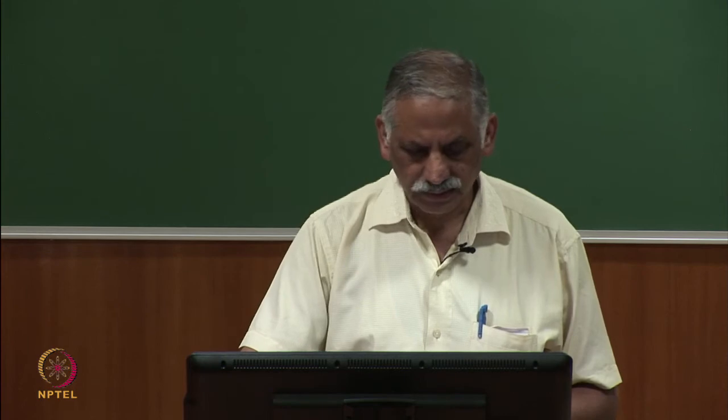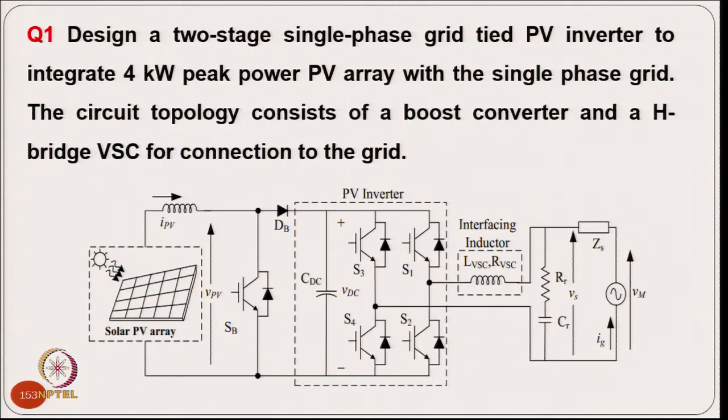Starting with the first example: design a two-stage single phase grid-tied solar PV inverter to integrate 4 kilowatt peak power of a PV array with a single phase grid. The circuit topology consists of a boost converter and an H-bridge voltage source converter. This is the typical circuit. We have a boost converter here for maximum power tracking, and an inverter to feed this power to the grid.